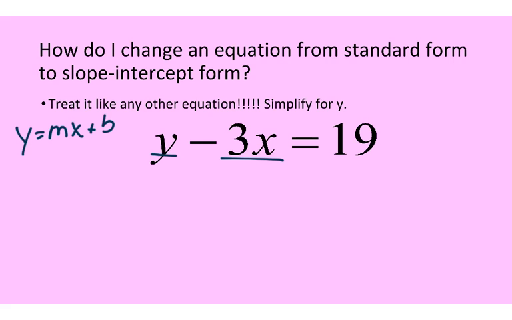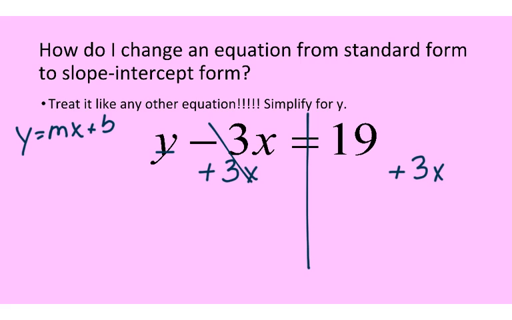I remember that back when I was simplifying expressions, if I wanted to move something across the equal sign, I have to do the opposite, either add or subtract it across the equal sign. I want the y on the left-hand side, so what I want to move is the 3x. Since it's negative 3x, I'm going to add 3x to both sides. Those cancel. Now I have y equals, remember I want it in slope-intercept form, so my slope comes first, 3x plus 19.